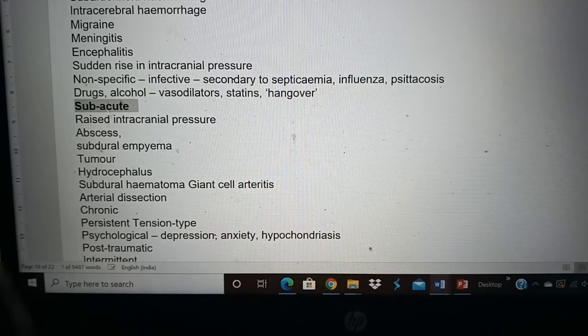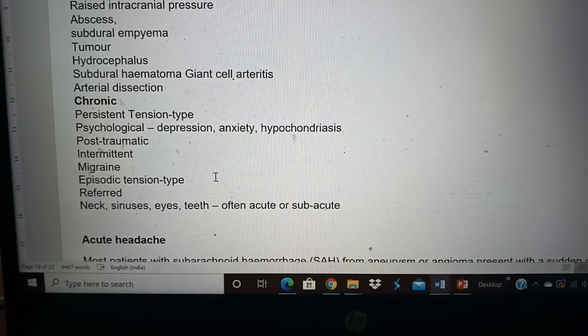Then the subacute headache. Subacute headache could be because of raised intracranial pressure, any abscess, any empyema or pus present in the subdural space. It could be because of tumor, hydrocephalus, subdural hematoma. All these things can cause subacute headache. There can be chronic headache, that is persistent tension type of headache. It could be due to psychological problems where patients suffer from depression, anxiety, then post-traumatic, intermittent migraine kind of headache, tension headache. These are all chronic types of headache.